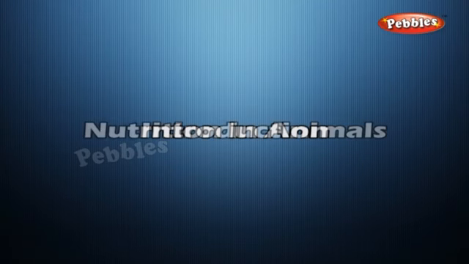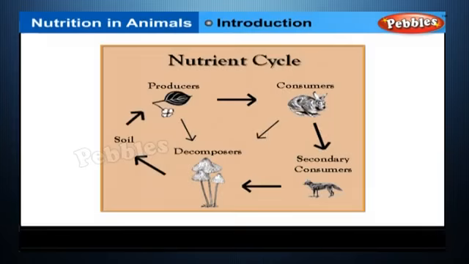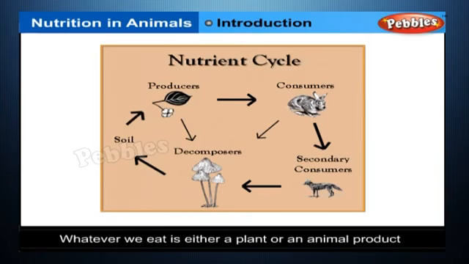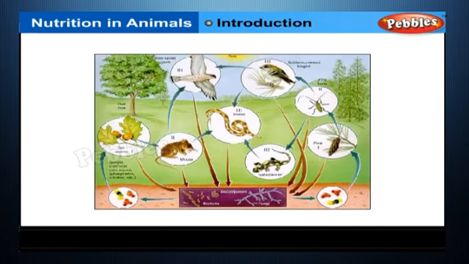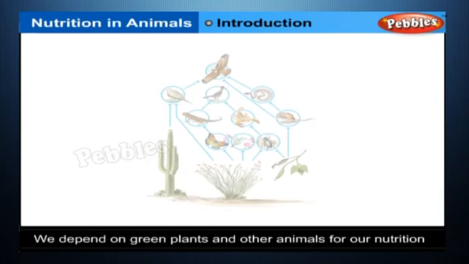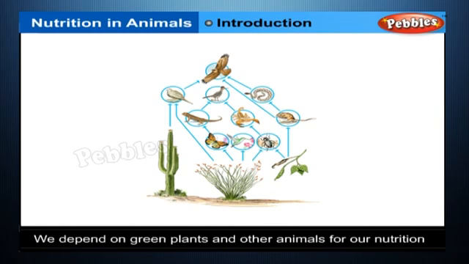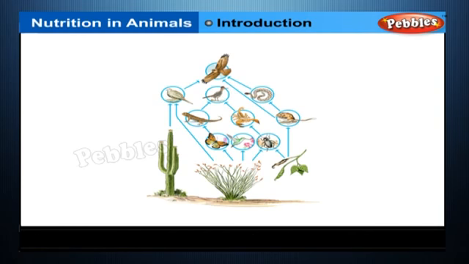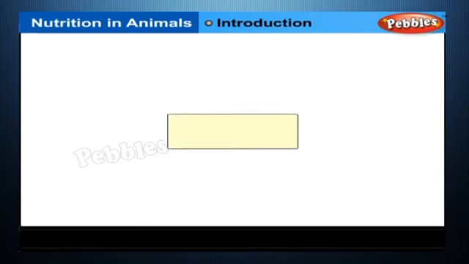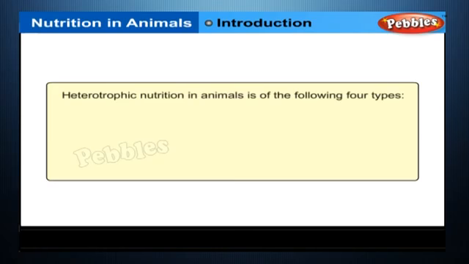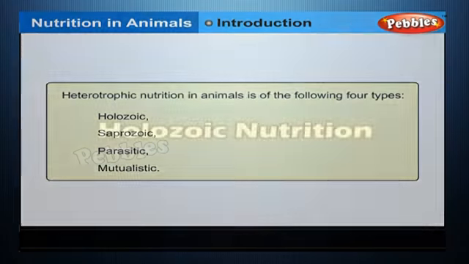Nutrition in animals. Introduction. We see that whatever we or animals eat is either a plant or an animal product. Since we cannot photosynthesize because we lack the green pigment chlorophyll, we have to depend on green plants and other animals for our nutrition, so our mode of nutrition and that of other animals and of some plants is heterotrophic. Heterotrophic nutrition in animals is of the following four types: holozoic, saprozoic, parasitic, mutualistic.